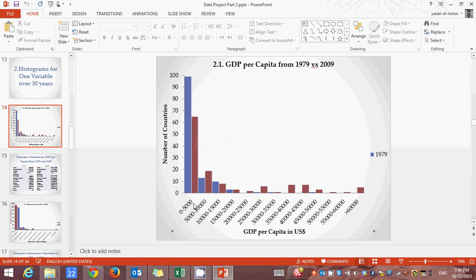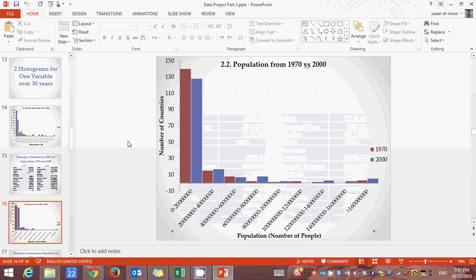We can see poor countries, those whose GDP per capita was less than 5,000. In 79 there were almost 100. In 2009 there are like 65. So this is a good indication, and so on. Descriptive statistic, and over here there's another one. It's the population, the changing population.